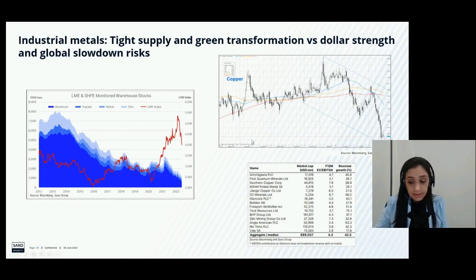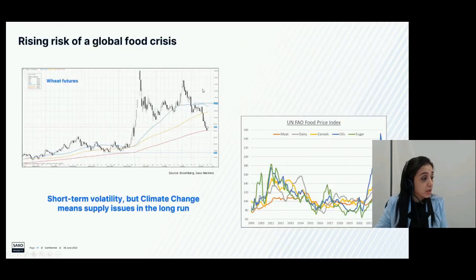And the last segment would be on agriculture commodities. We have seen some respite in agriculture prices recently, but we remain cautious still. There is still a threat of a global food crisis because of long-term structural trends. What trends are those? Climate change. We've already talked about that.